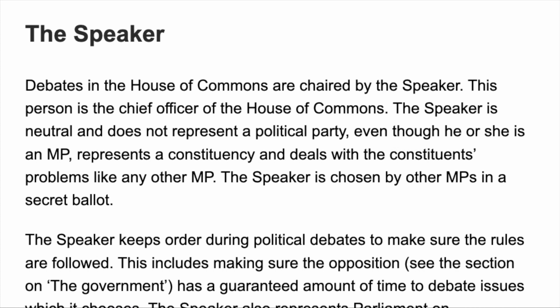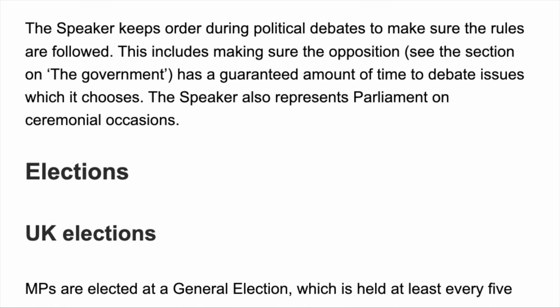The Speaker. Debates in the House of Commons are chaired by the Speaker. This person is the chief officer of the House of Commons. The Speaker is neutral and does not represent a political party, even though he or she is an MP, represents a constituency and deals with the constituents' problems like any other MP. The Speaker is chosen by other MPs in a secret ballot. The Speaker keeps order during political debates to make sure the rules are followed.